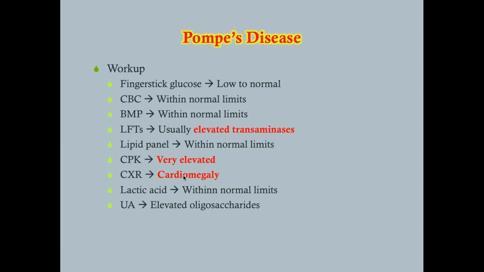And the chest x-ray will show cardiomegaly, and this is really the cardinal feature of Pompe's disease. Lactic acid will be within normal limits. We don't have a problem with gluconeogenesis here. And the urinalysis may show elevated oligosaccharides. You might want to remember that. That's pretty low yield, though.